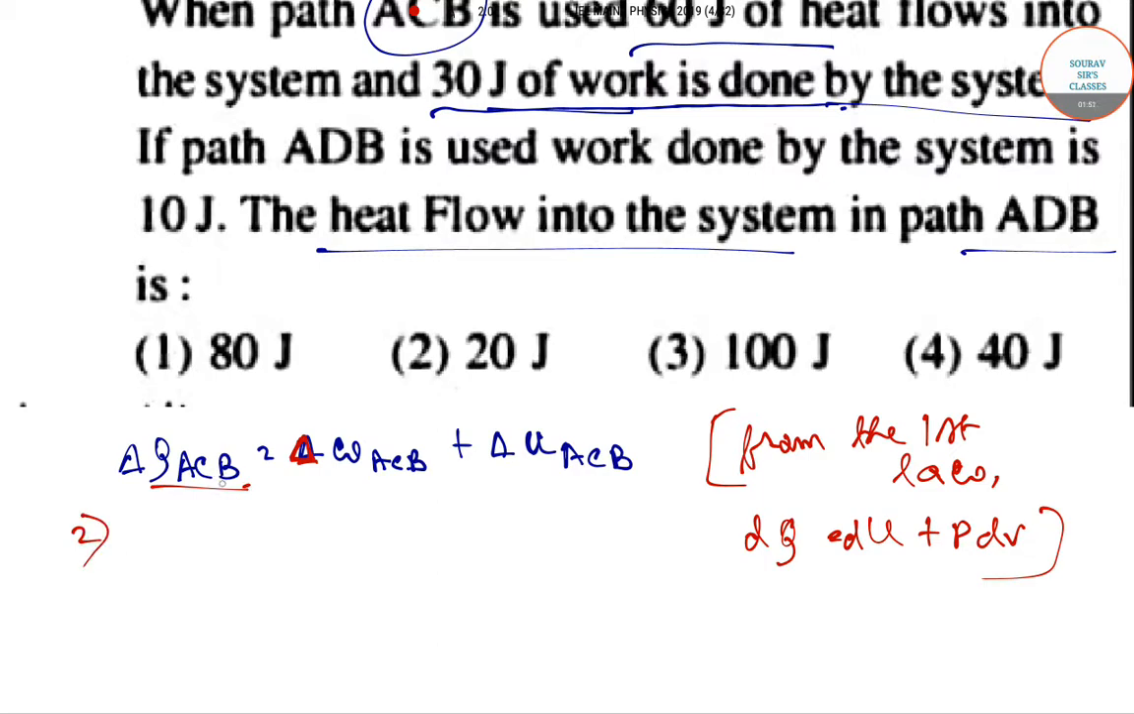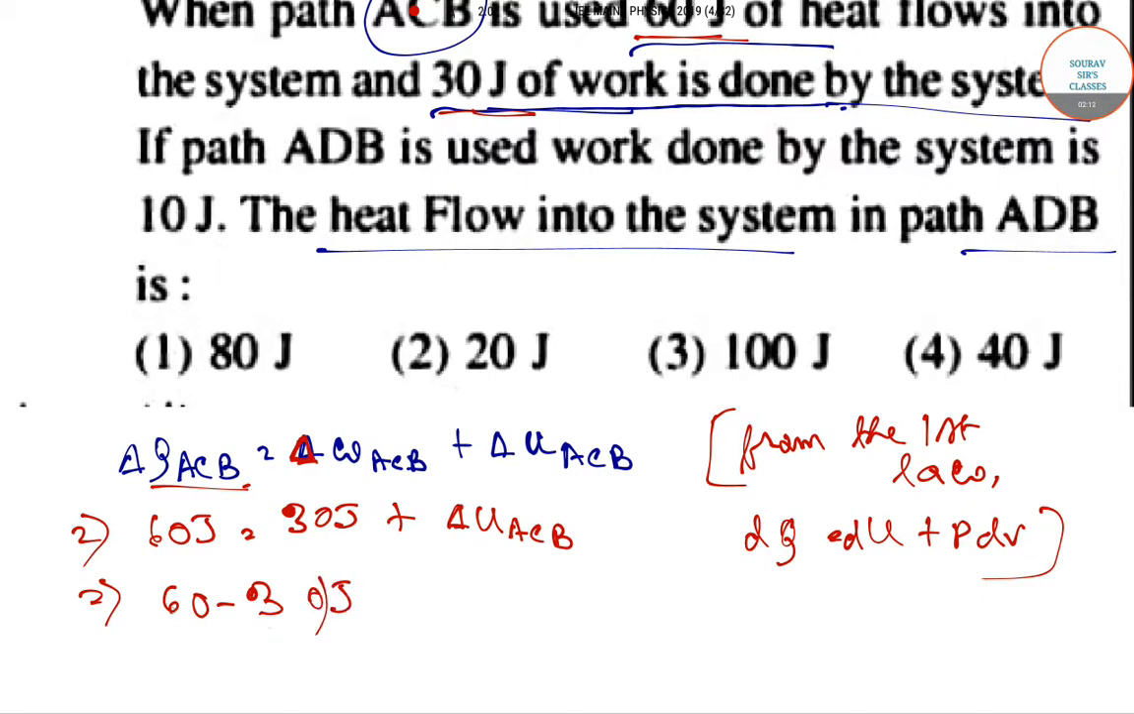Here Q in ACB is given. This is 60 joule, and the work done is also given. This is 30 joule through ACB. So the change in internal energy equals 60 minus 30 joule, which equals 30 joule. This is the change in internal energy.